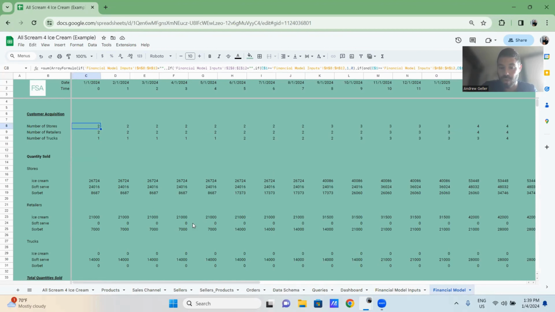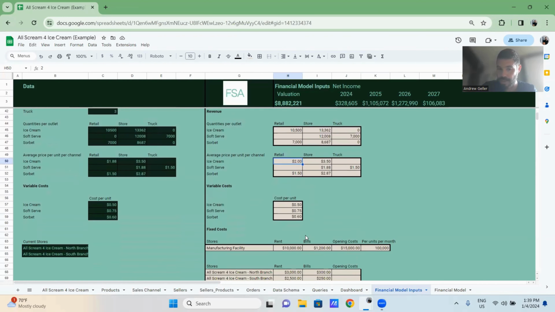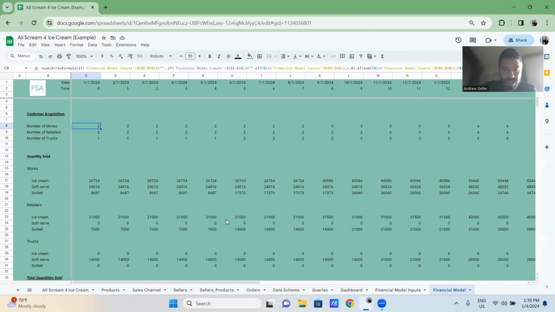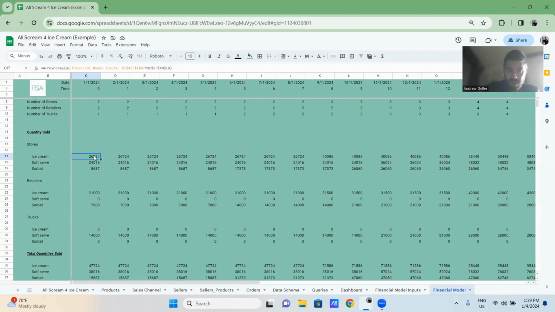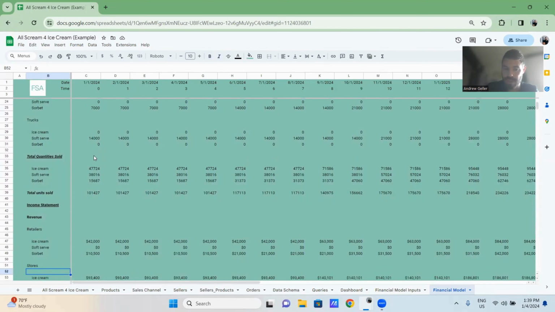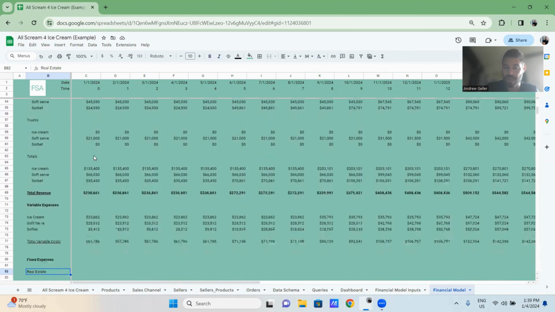Now, the quantity sold, we just talked about that, it came straight from the data. Again, the cost per unit is also straight from the data, and the prices, of course. And so you can see here the quantity sold in stores for ice cream, soft serve, and sorbet, for retailers, for trucks. This is how we're getting these numbers. We're using the prices multiplied by the quantities sold to get the revenue. And we got the variable expenses here.